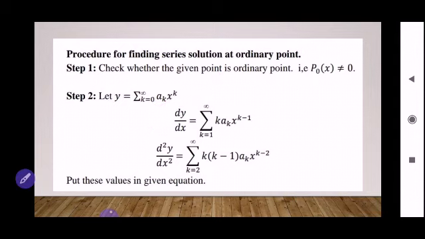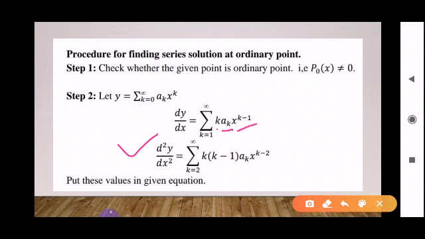Again we want the value of d2y by dx square, because d2y by dx square is also given in the problem. So take the derivative of dy by dx. When dy by dx is differentiated again, we get d2y by dx square. So d2y by dx square is equal to summation of, again ak is constant, k is also constant, so what is the derivative of x raised to k minus 1, that is k minus 1 into x raised to k minus 2. So this is k into k minus 1 ak x raised to k minus 2. And here k starts from 2, because if we start k again from 0 then we will again get a negative power. So start k from 2 to infinity.